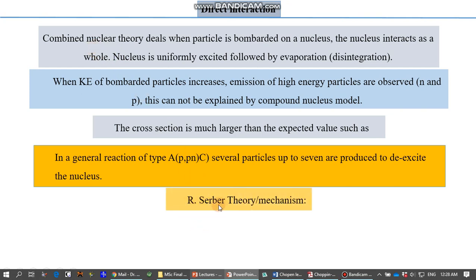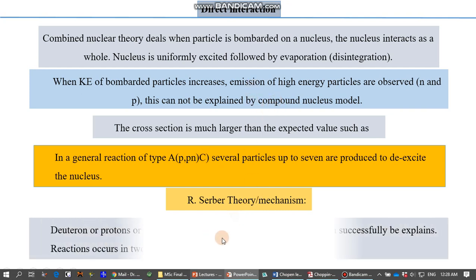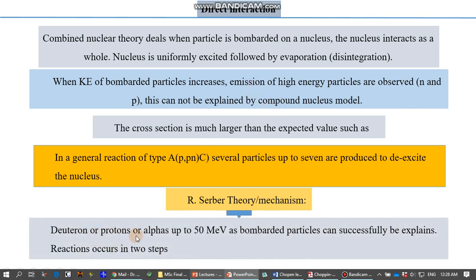Then R. Serber proposed another theory as well as a mechanism of this reaction, showing how this disintegration proceeds. Now, deuterons, protons, or alpha particles up to 50 mega electron volts are bombarded on a target nucleus. Successfully, this theory explains how particles with high energies are produced, and these reactions then proceed in two steps.